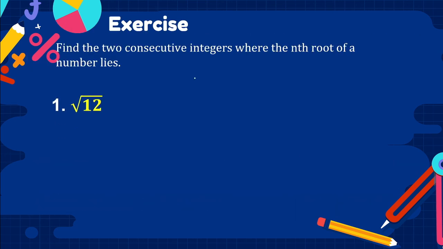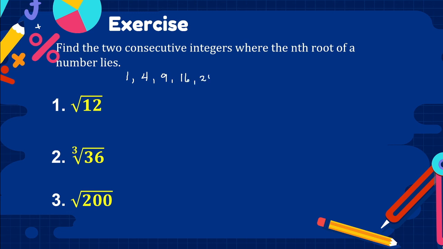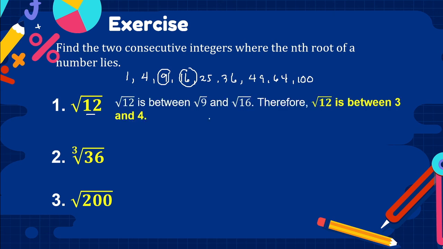Okay, find the two consecutive integers where the nth root of a number lies. For example, square root of 12. Let us enumerate the perfect square numbers: 1, 4, 9, 16, 25, 36, 49, 64, 100. So 12 is close to 9 and 16. That means square root of 12 is in between the square root of 9 and square root of 16. So the answer is 3 is less than square root of 12, which is less than 4.